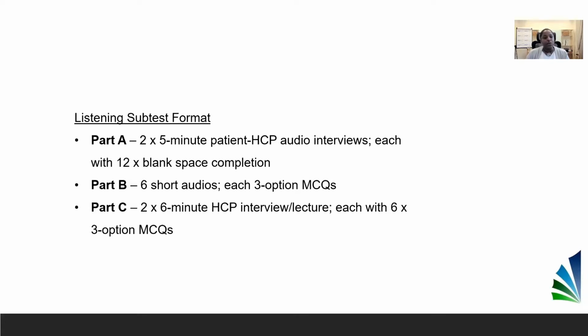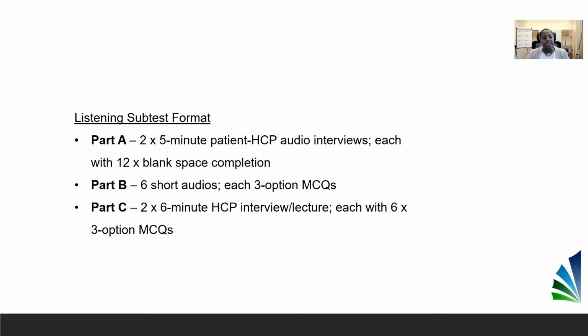In part B, you have 6 shorter audios. They may be clinical setting, that is, talking to patients, or non-clinical, so things like admin and people talking about procedure. And the situations change, and each one has a 3-option MCQ that you have to answer.